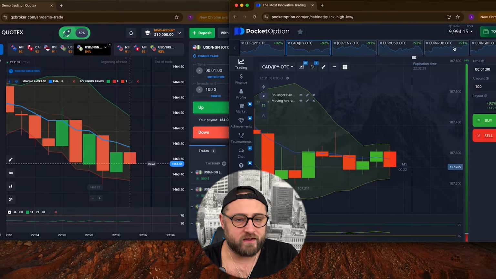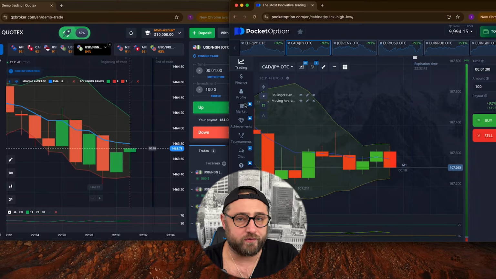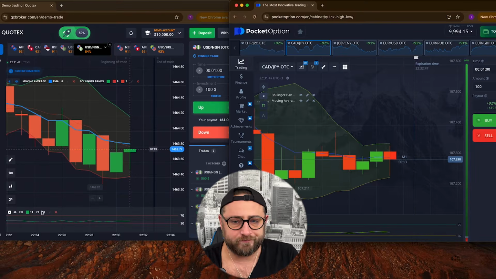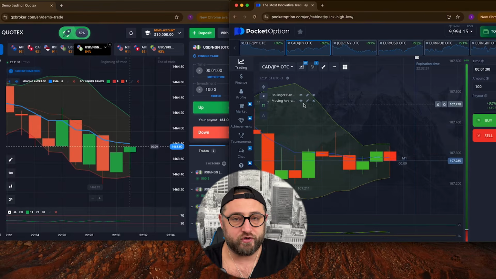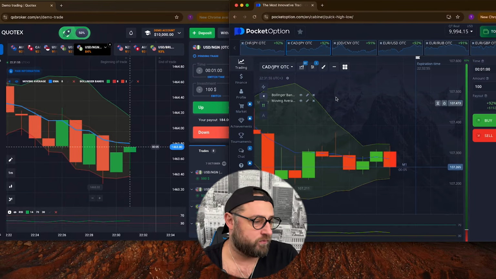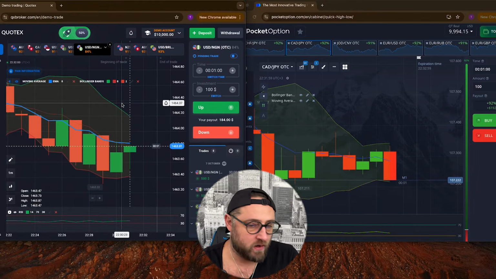So left side, my demo account on Quotex, and right side is my real account on Pocket Option. Well, let's start with the setup. EMA 8, RSI 14, and Bollinger Bands, period 8, deviation 2. Both terminals have the same settings.